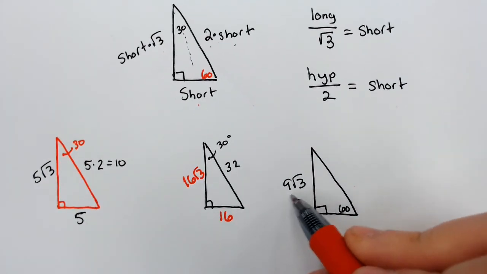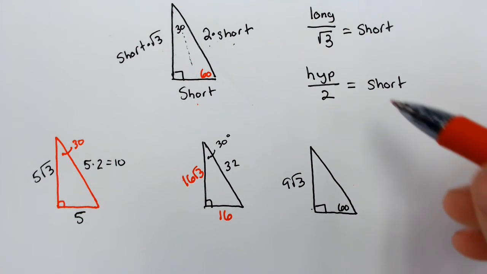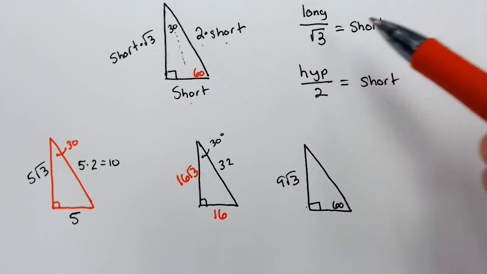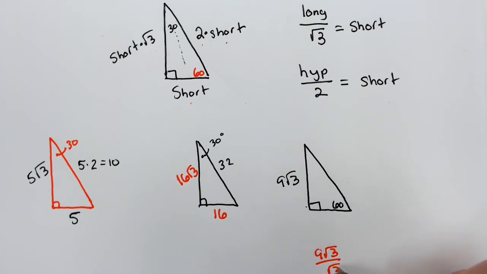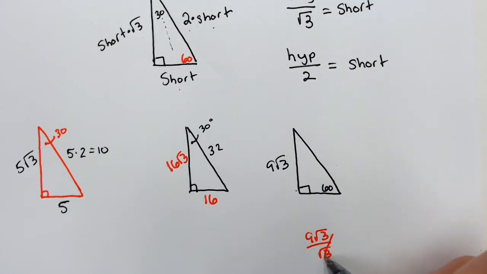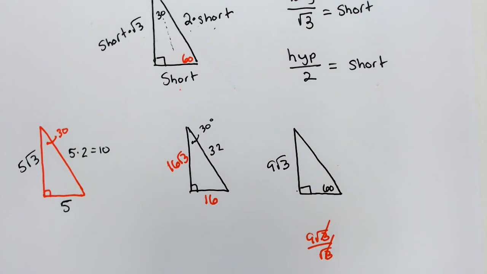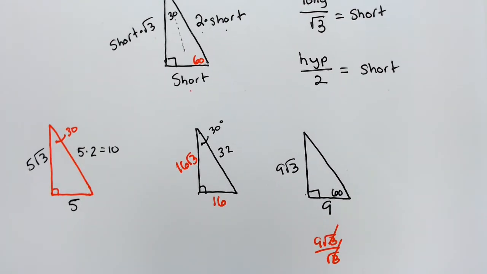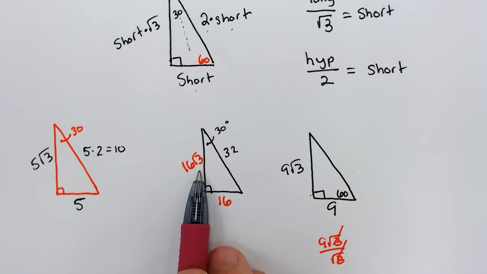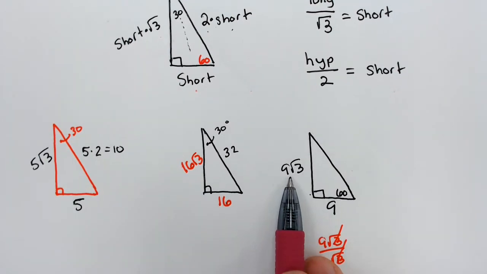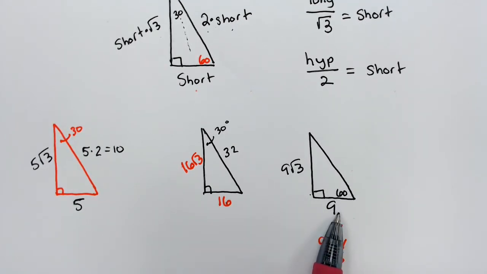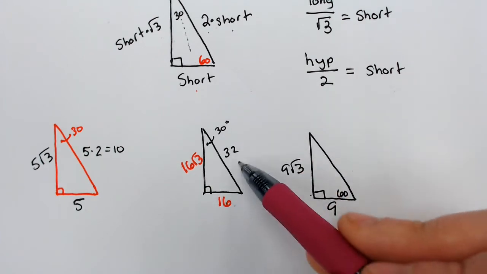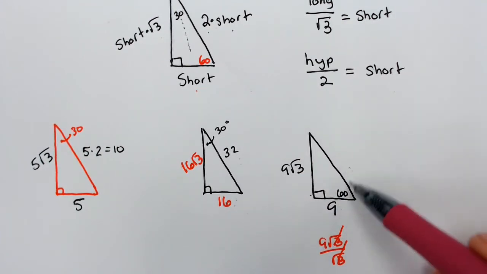So if it was 9 square root of 3, you could take this, and the short side is the long side divided by the square root of 3. So if we took 9 square root of 3 and divided by the square root of 3, those would cancel and just leave you with 9, which makes a ton of sense, because when it was 16, it was 16 square root of 3. When it's 9, it would be 9 square root of 3. So we just pretty much removed that square root of 3 to move it to the short side. The hypotenuse is still going to be double the short side, so we would double the 9 to get 18.